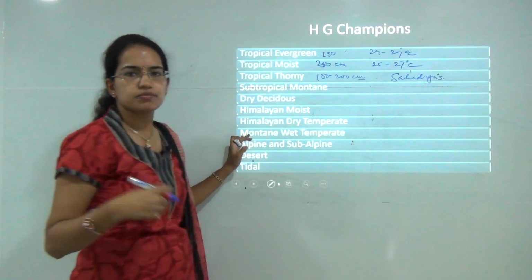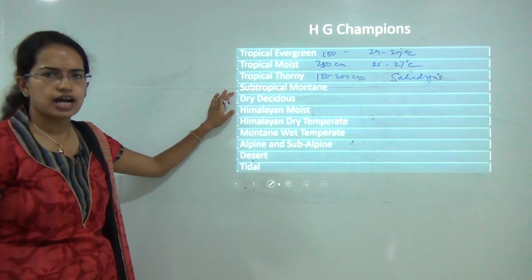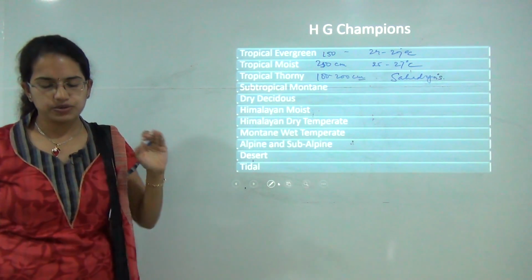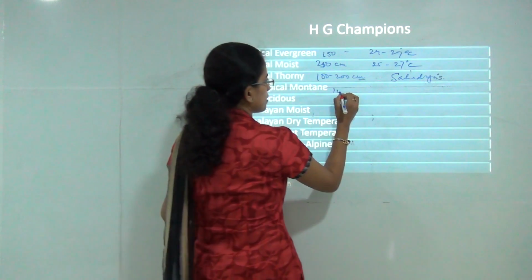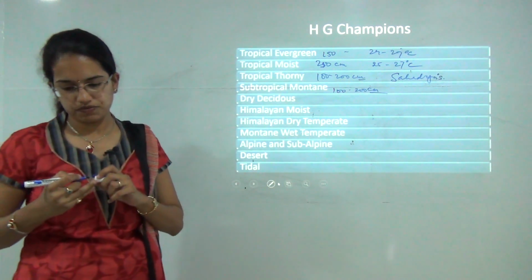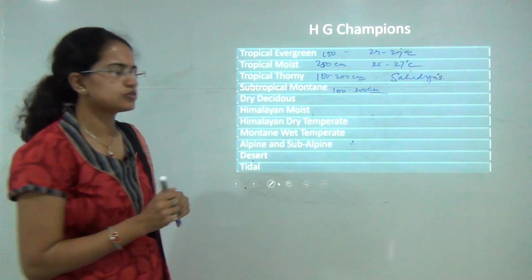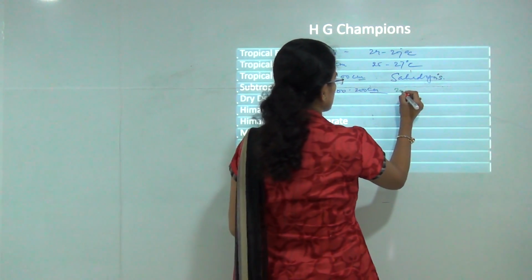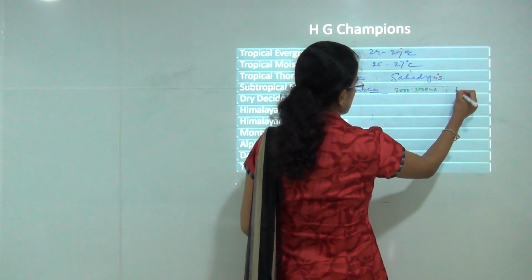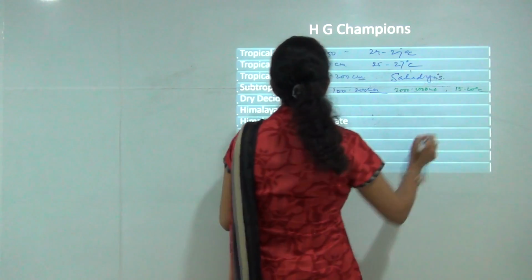Common vegetation would be thorn, cacti, kanju and kher. You have subtropical montane. This is found with a rainfall of around 100 to 200 centimeters, again at heights of, I could say, 2000 to 3000 meters, and the average temperature would be 15 to 20 degrees Celsius in this region.